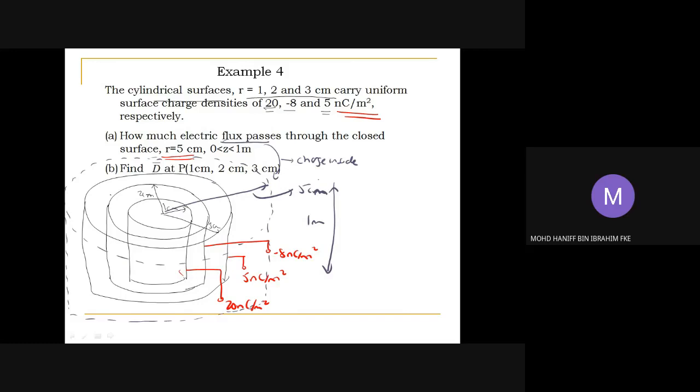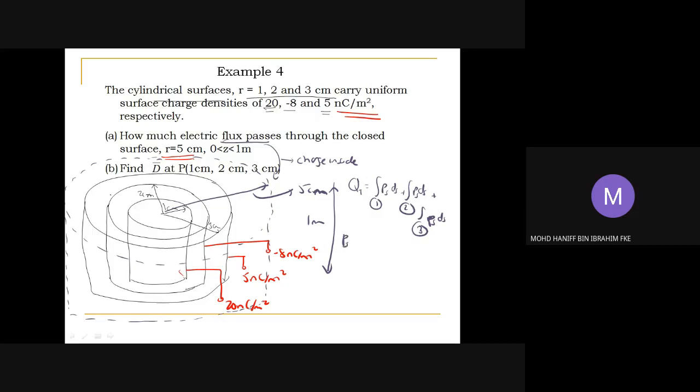Knowing that in your closed surface there are 3 surfaces, your total charge shall be a contribution from 3 surfaces, which is rho s dS for surface number 1, rho s dS for surface number 2, plus rho s dS for surface number 3. Assume that surface number 1 is the 1 cm cylinder, surface number 2 is the 2 cm cylinder, and surface number 3 is the 3 cm cylinder. Okay, let us proceed with surface number 1 first.